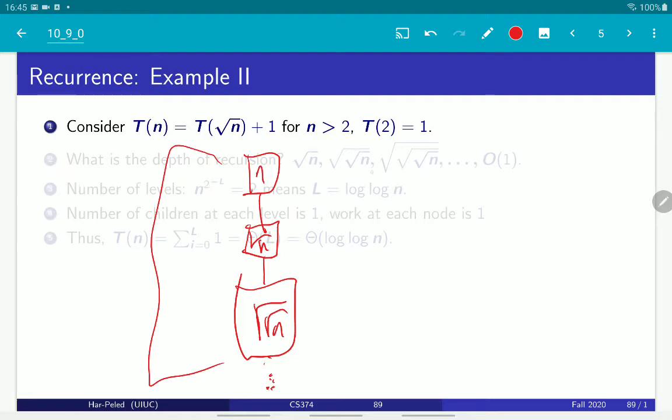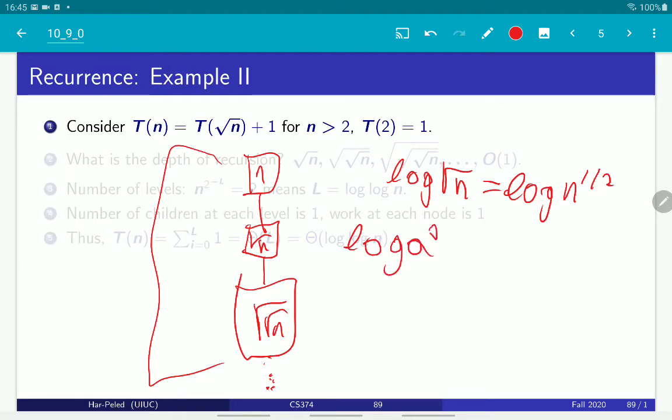The trick to observe is that log of square root n is just log of n to the power half. And to remind you, log of a to the power b is b times log of a. So log of square root n is going to be equal to half of log n, okay?